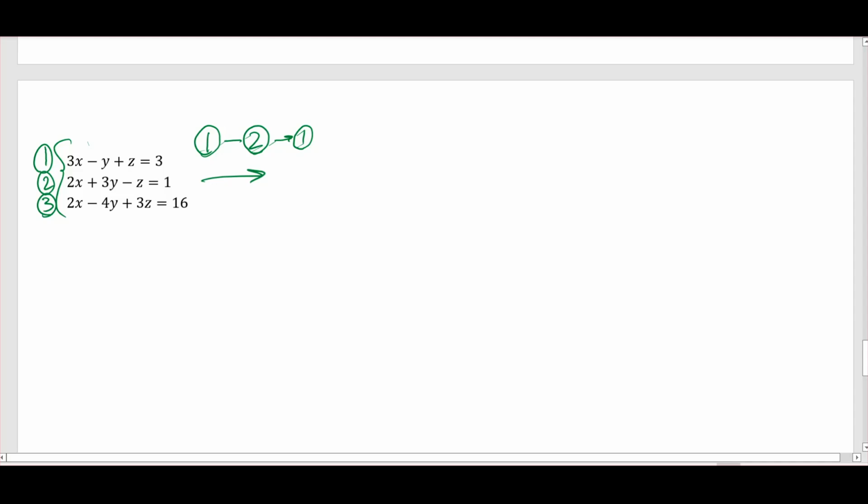So row 1 minus row 2, we're going to put that in place of row 1. So 3 minus 2 would just be 1x. We would have these two subtracting, right? Negative y minus 3y, we would have minus 4y. And then here, z minus negative z, so that would be 2z. I guess not finally, because we still have these guys, right? 3 minus 1, that's 2.